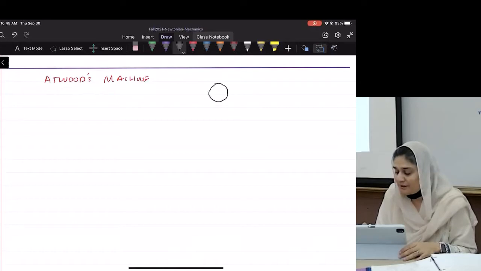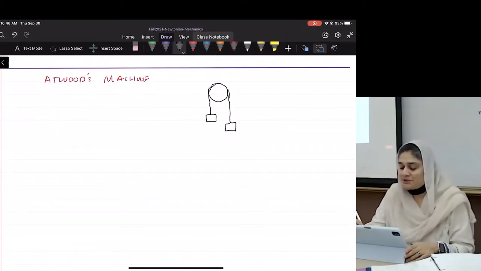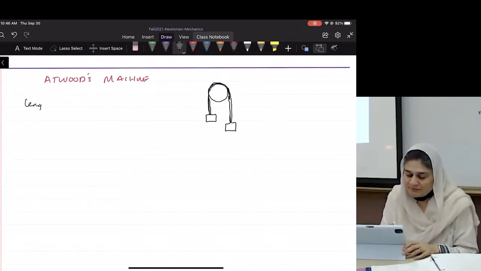Or do you guys want to do the complicated one with the mass of the pulley? Simple? Okay. So let's say this is my Atwood's machine. And the length of my string is L.